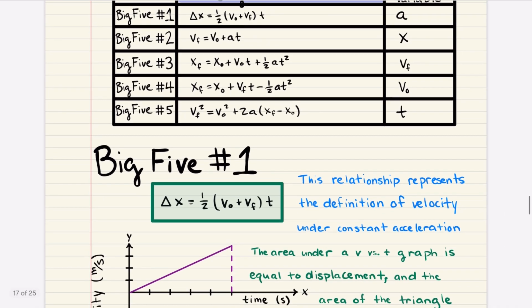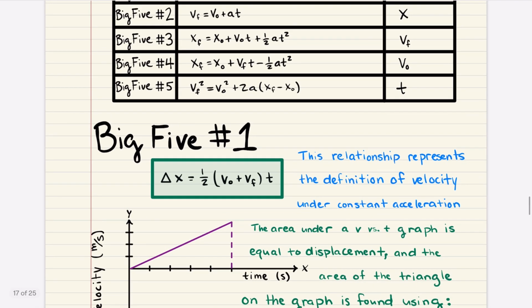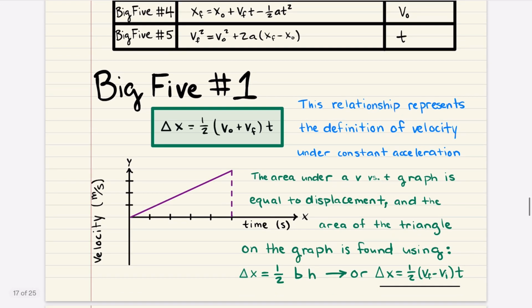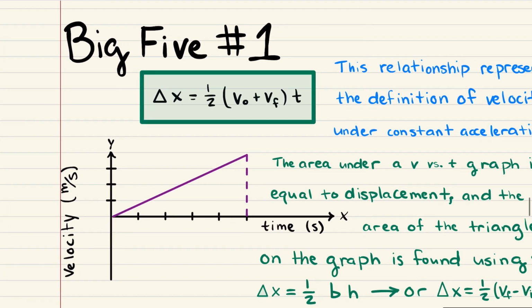For big five number one, this relationship just represents the definition of velocity as we've learned it before. But specifically for velocity under constant acceleration, because if you plot an object's velocity under constant acceleration, what you're going to have is a linear relationship. And when you have a linear relationship, if you find the area underneath the actual graph of your change in velocity over time, then what you're going to have is the area of a trapezoid-like shape, which is what you're going to see here for big five number one.